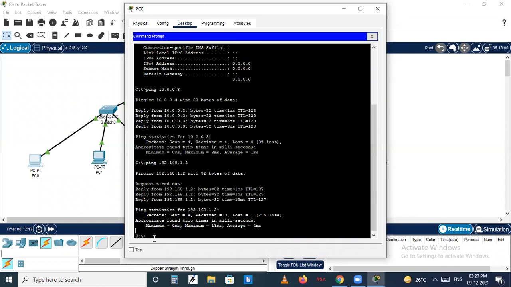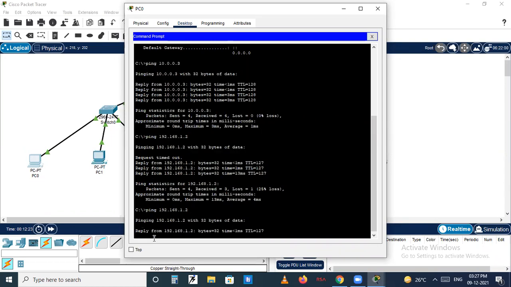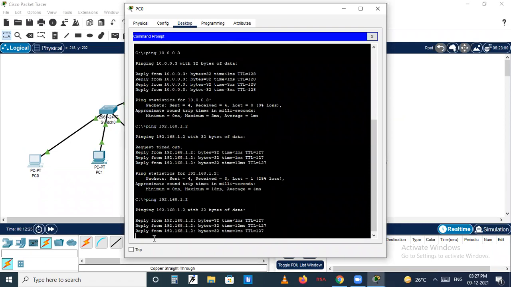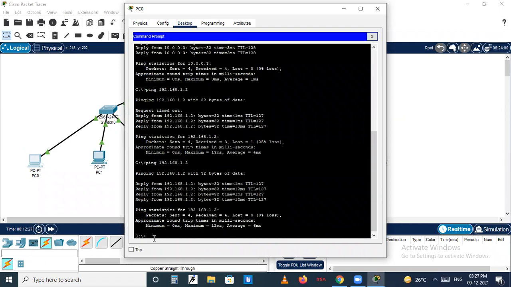Yes, sir. It is the starting. In starting, it can do like this. But next time, once we ping the same thing again, it will send all the packets. Yes, okay, sir. It is sending all the packets, and the time to release is 127 seconds. Is it right? Yes, sir.